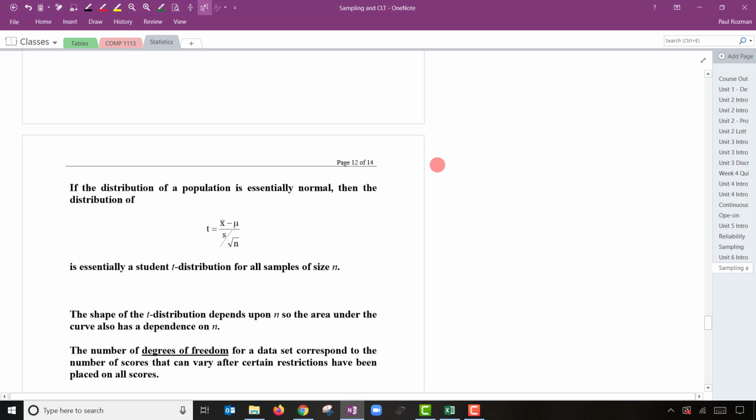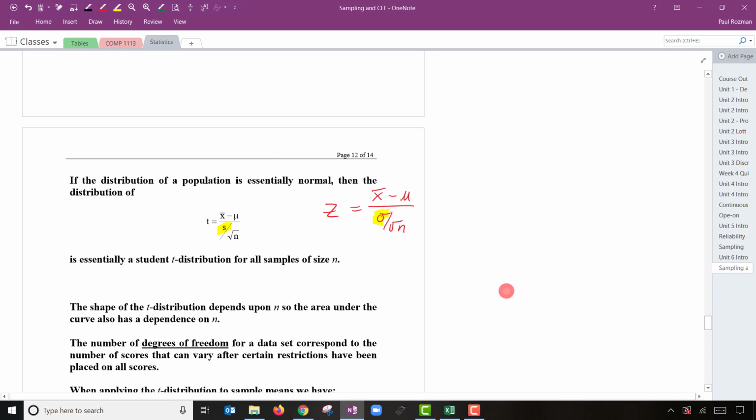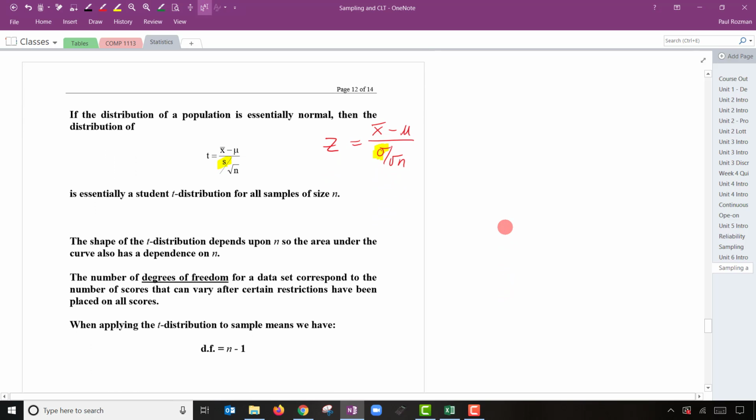To read the t-table, we'll need to convert from our original x values or our original x bar values and convert them to t-scores. And the formula is very familiar. When we were doing z-scores, we did x bar minus mu over sigma over root n. For t, we're just replacing sigma with s. So it's pretty easy. It's familiar formula and familiar math.